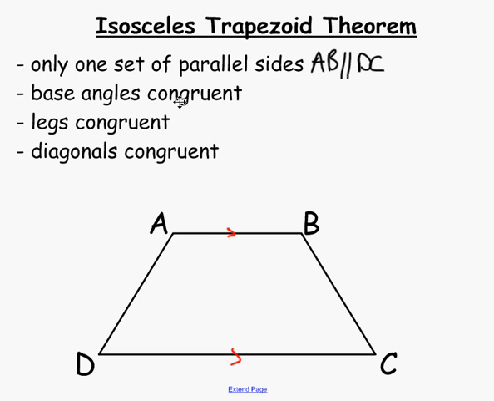The base angles are also congruent. What that means is angle D is congruent to angle C. So these are base angles. But also, if you think about it, this is also a base, and angle A is going to be congruent to angle B. So you've got the two top base angles and the two bottom base angles. The bottom base angles are equal to each other. The top base angles are also equal to each other. Okay?